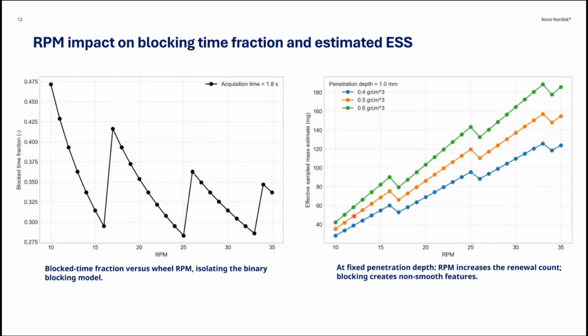And that has an effect on the effective sample size. You can see here the zigzag pattern repeats itself in the calculation of effective sample size, and here for three different bulk densities, all with the penetration depth of 1. But for a powder blend, it's actually possible to get quite a large effective sample size with the spider wheel with the geometry we have, with 4 fingers and 3 millimeter thick fingers.